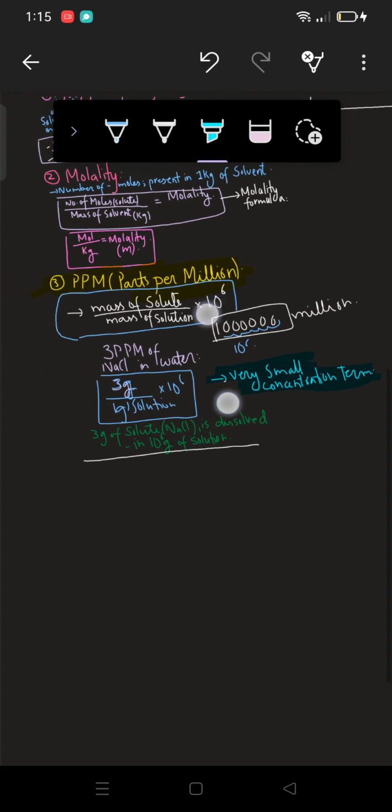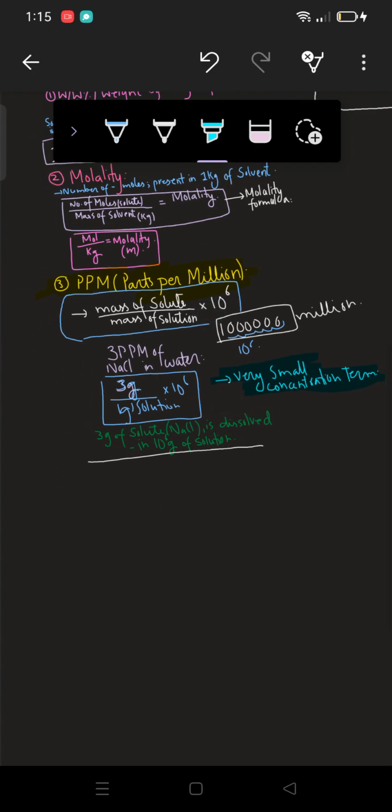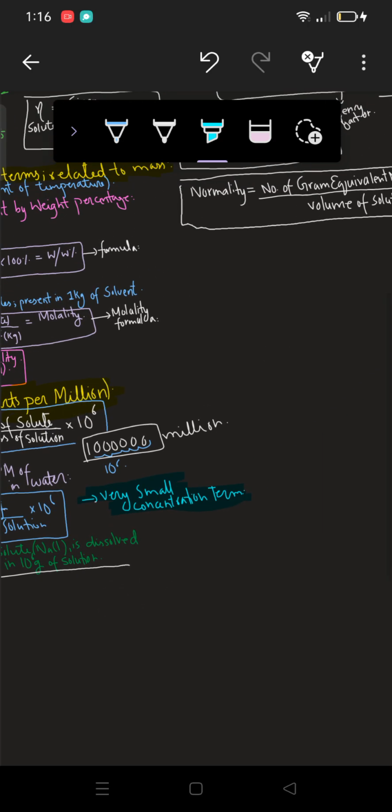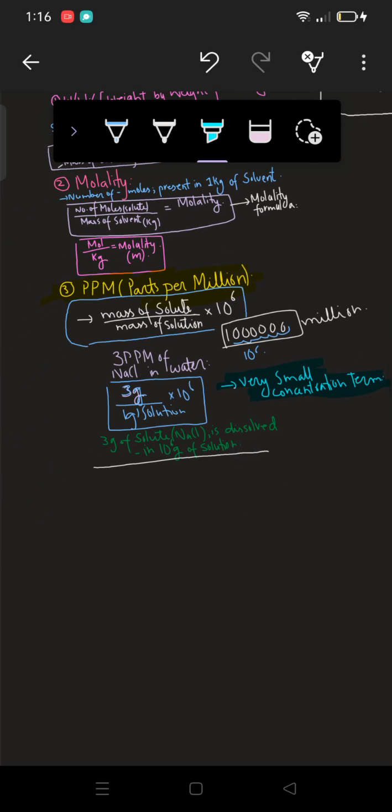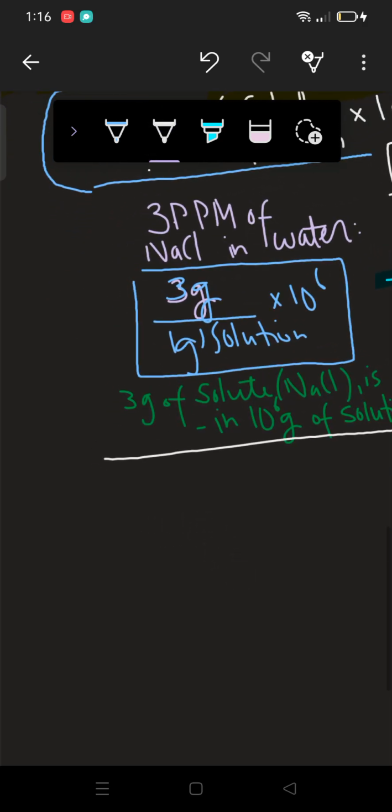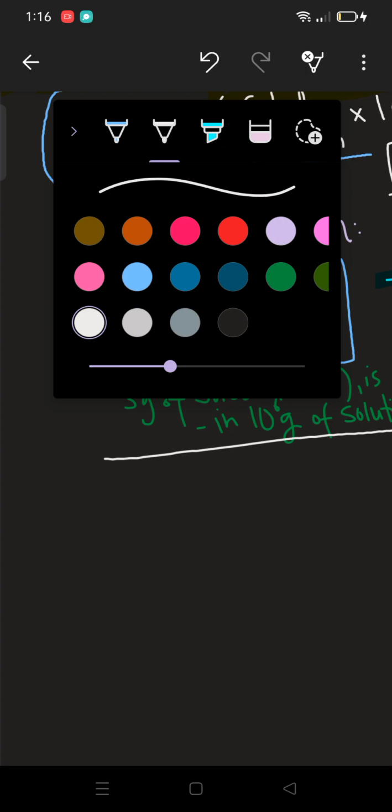Now you can see 10 to the power 6 gram of solution is a very high amount, but 3 gram is very small. So 3 gram of solute dissolved in 10 to the power 6 gram of solution means this is of course a diluted solution, in which the concentration of solute is smaller and the concentration of solvent is higher.